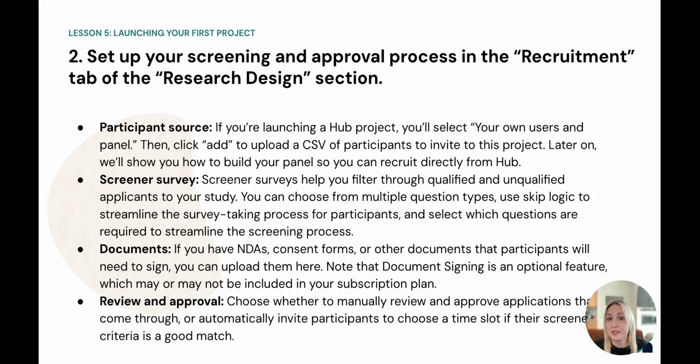In the Recruitment tab, you'll need to fill out details for a participant source. So if you're launching a Hub project, you'll select your own users and panel. Then you'll want to choose Add and upload a CSV of participants to invite to this project. Later on, we'll show you how to build your panel so you can recruit directly from Hub.